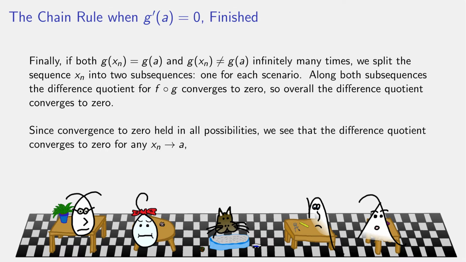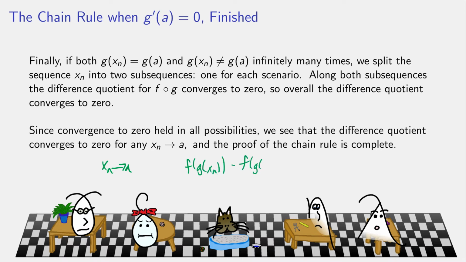Overall, whether one of them happens only finitely many times or both of them happen infinitely many times, in all cases the difference quotient converged to 0 for any xn approaching a. And the proof of the chain rule is complete because then what we have is, for any xn approaching a, f of g of xn minus f of g of a over xn minus a had limit 0, which happens to be equal to g prime of a times f prime of g of a.